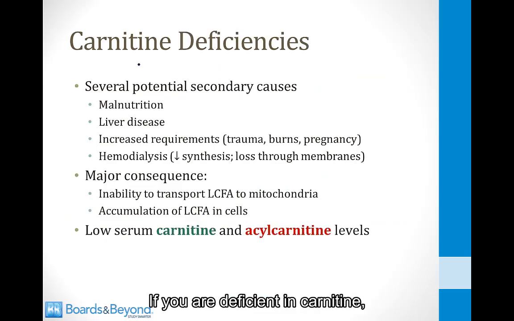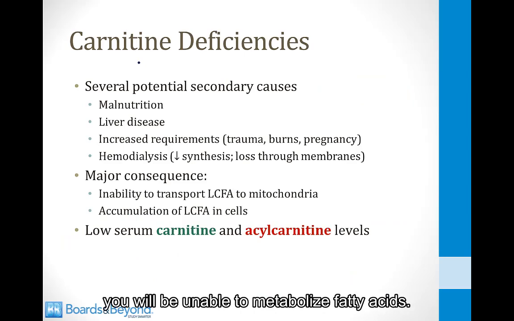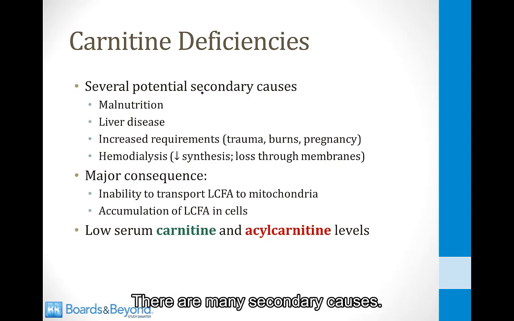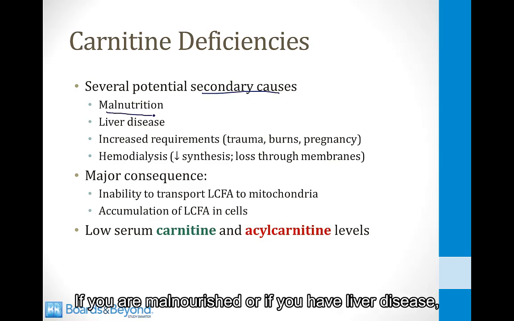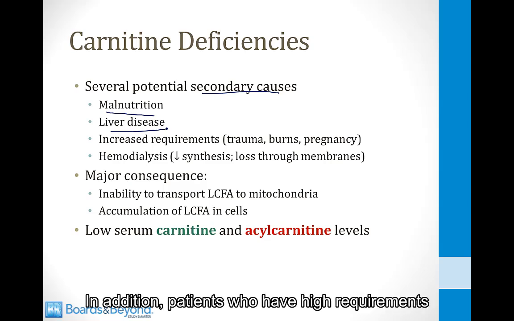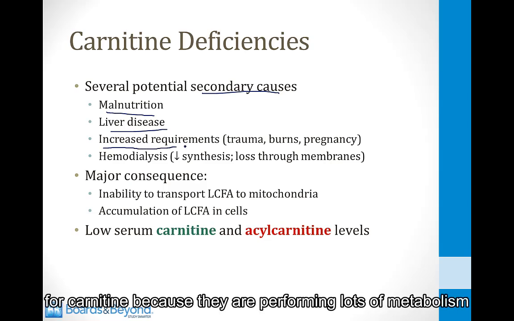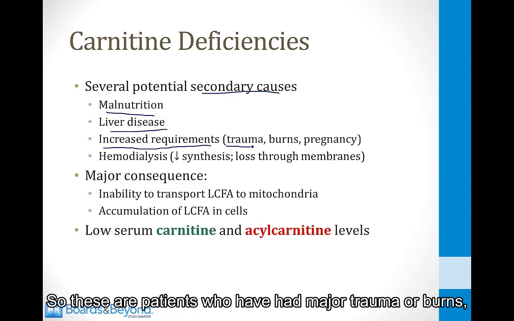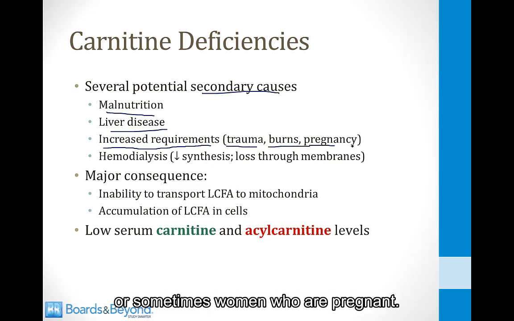If you are deficient in carnitine, you will be unable to metabolize fatty acids, and there are several potential reasons for which patients can become carnitine deficient. There are many secondary causes. If you are malnourished or if you have liver disease, you can develop a carnitine deficiency. In addition, patients who have high requirements for carnitine because they are performing lots of metabolism can become relatively deficient in carnitine. So these are patients who have had major trauma or burns, or sometimes women who are pregnant.